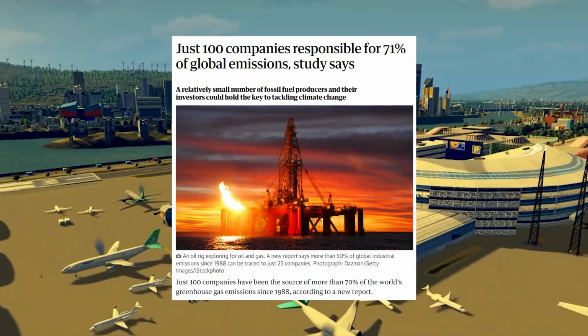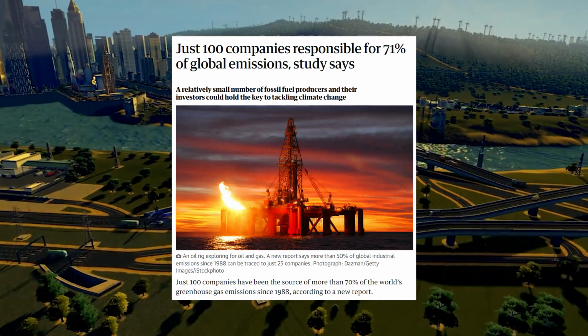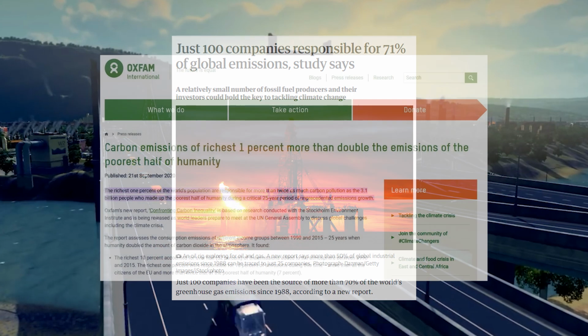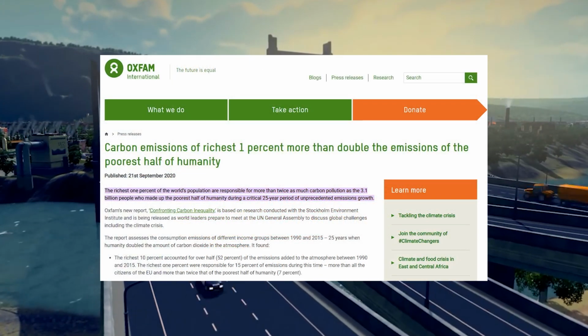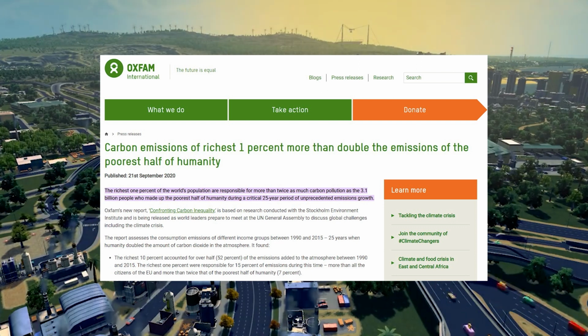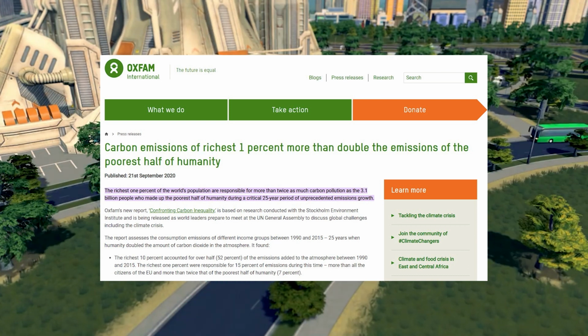Many will be aware of the statistic that over 70% of global emissions are caused by just 100 companies. On top of that, the top 1% of society are responsible for over 15% of emissions, which is nearly twice as much as the world's poorest 50%, who are responsible for just 7% and will feel the brunt of the climate crisis far, far more acutely.